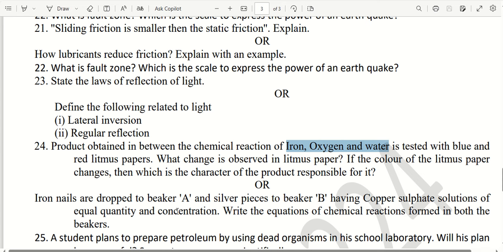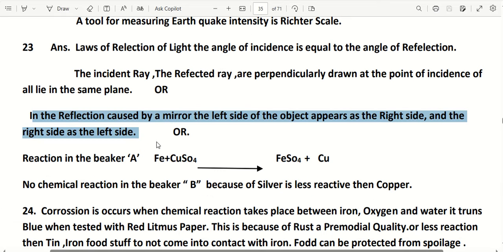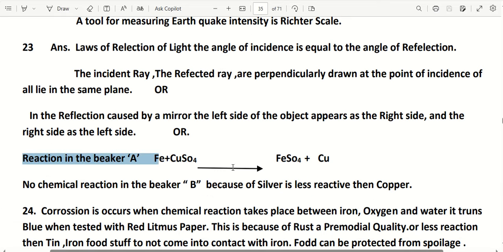And iron nails are dropped into beaker A, and silver pieces into beaker B, having copper sulfate solution of equal quantity and concentration. Write the equations of the chemical reactions. Here the equation is Fe + CuSO4 gives rise to FeSO4 + Cu.